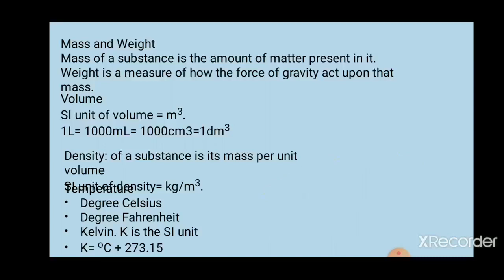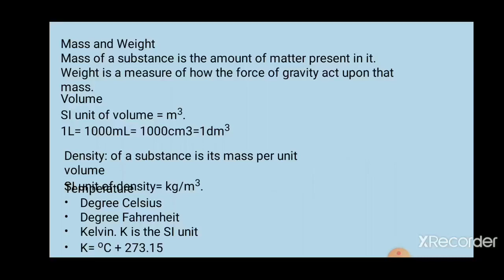Next quantity is volume. You already studied this, I think, in your lower class. Volume is length into breadth into height. So based on that, I can write the SI unit for volume is meter cube. M into M into M: length, breadth and height, all these are measured in terms of meter. So the SI unit of volume is meter cube.